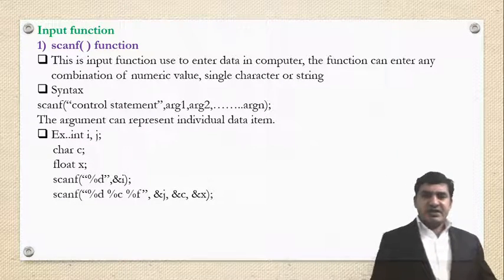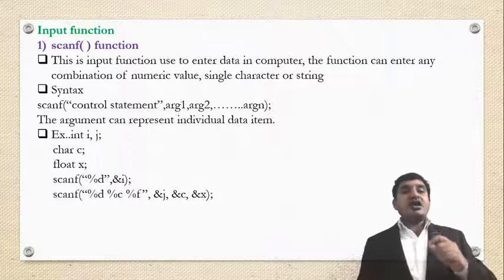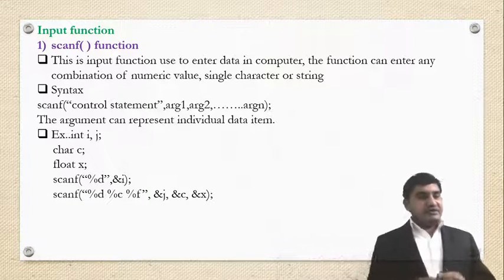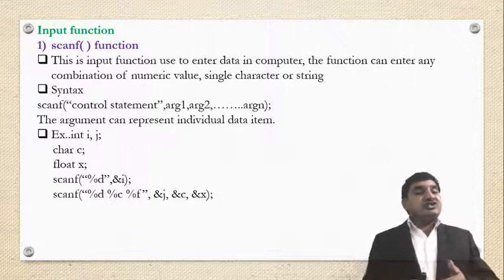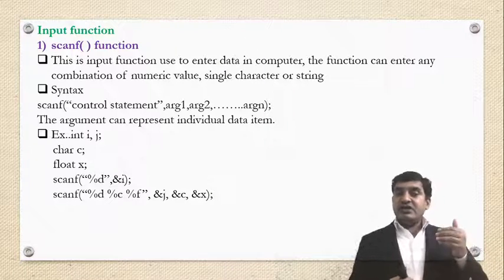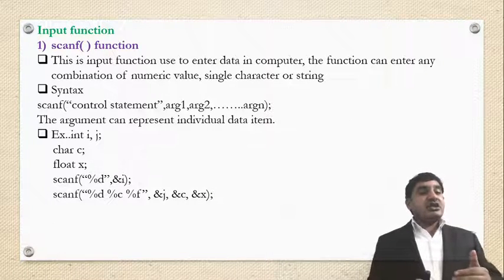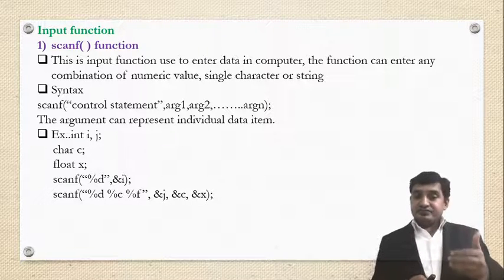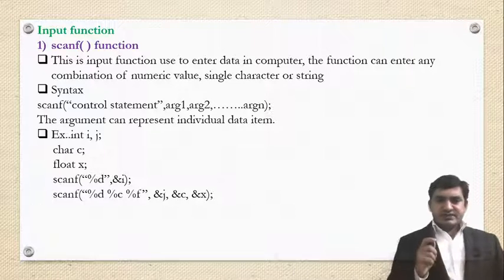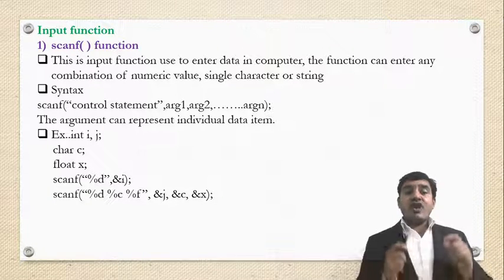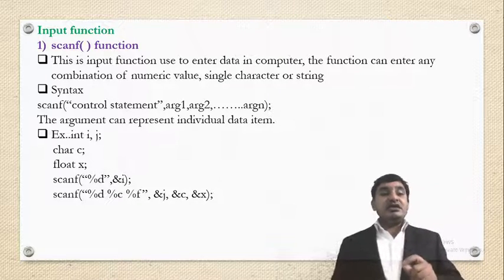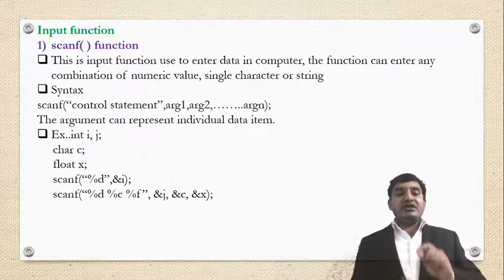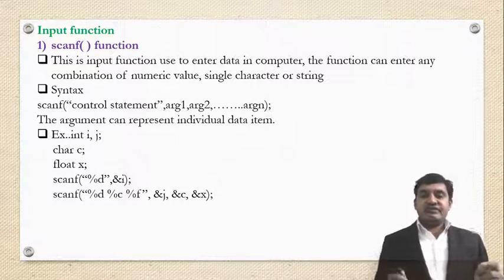Now this is one example. int i, j; these are two integers. char c; float x. So these are the declarations of variables: integer, character, float. These variables are used in the program. Now we have to enter the integer i. For that we use the scanf function: scanf("%d", &i). Why is %d used? Because i is an integer, and &i represents the address. And this scanf function is terminated with a semicolon.